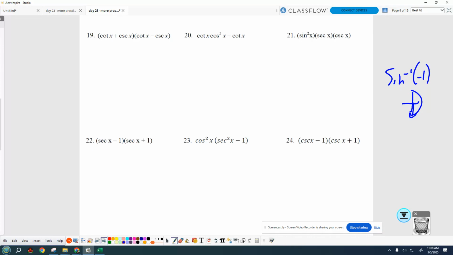Bella, question on any of these? No? Mohammed? Which ones bother you? 21? What do you think our strategy is going to be? Are we going to turn everything into sine and cosine? Are we going to factor something out, or are we going to distribute something?